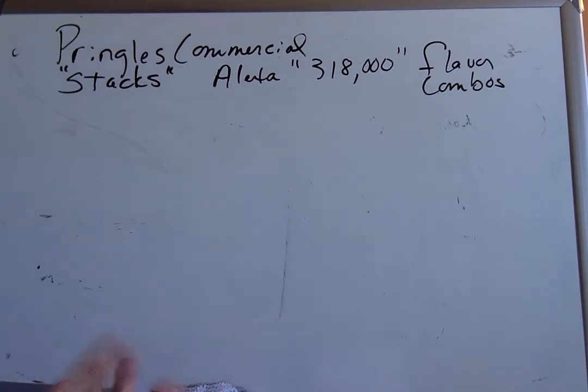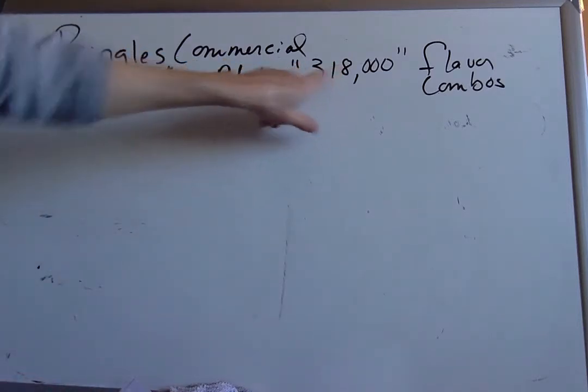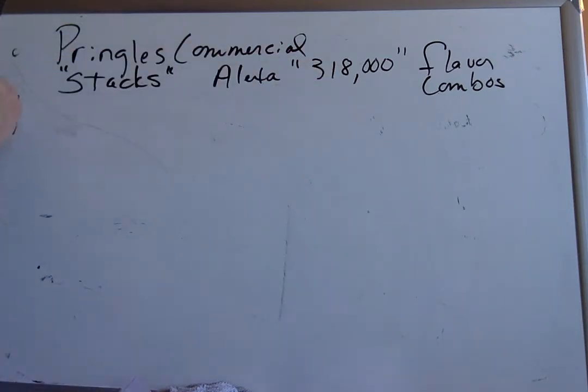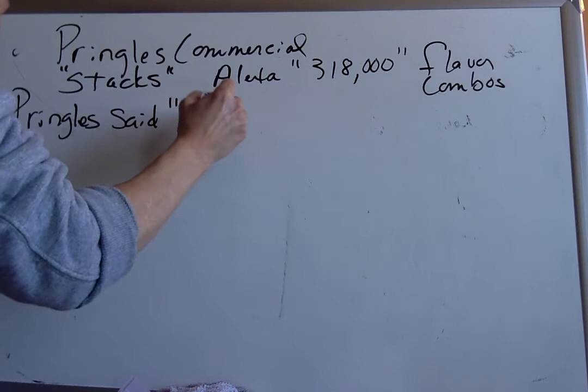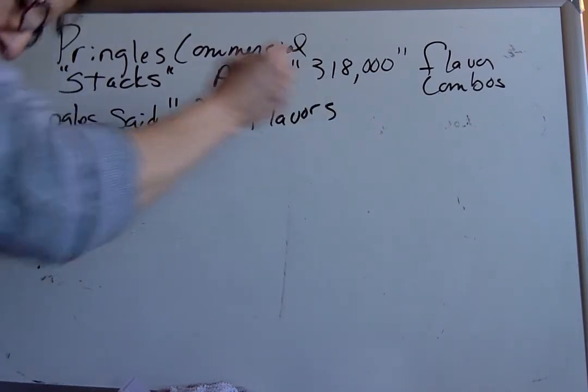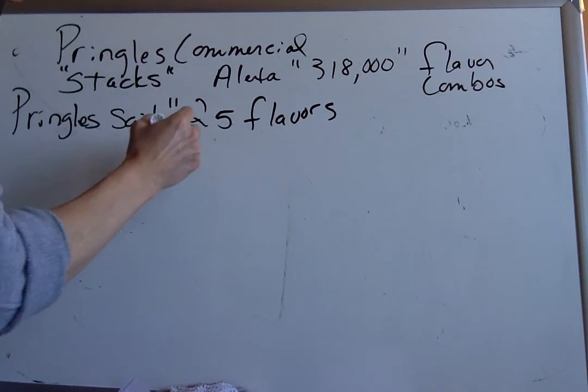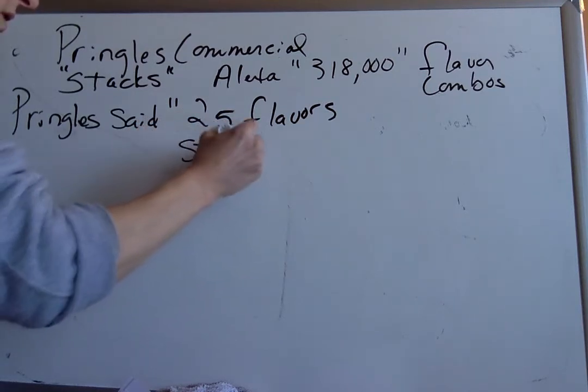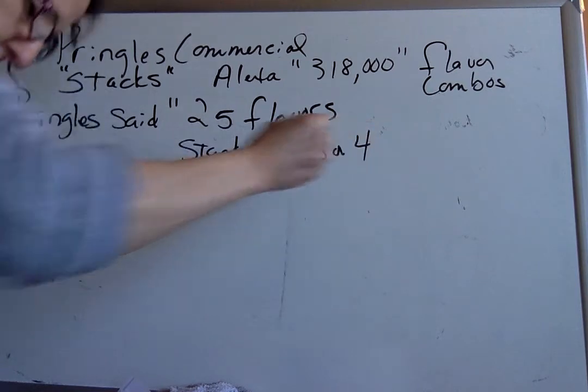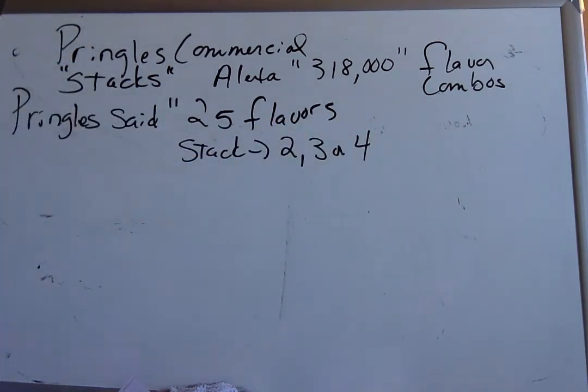So eventually, I think a few people were able to get a statement from Pringles because we're interested in math and people were emailing Pringles. So this is what Pringles said was their assumption when they programmed Alexa to say that number. You would never have known this from watching the commercial. So this is what Pringles said. They said they had 25 flavors, and they defined a stack as 2, 3, or 4 Pringles at a time.